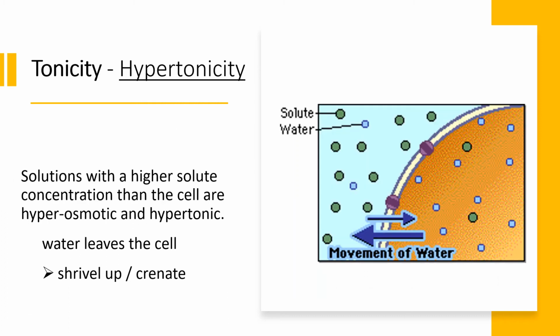The opposite is if you have a bunch of solutes outside of the cell, in the external cellular fluid, compared to the number of solutes inside the cell. In that case, the water is going to follow the solutes and go outside of the cell, and it'll cause that cell to shrink or shrivel up. The fancy name we call that is crenate, or crenation.